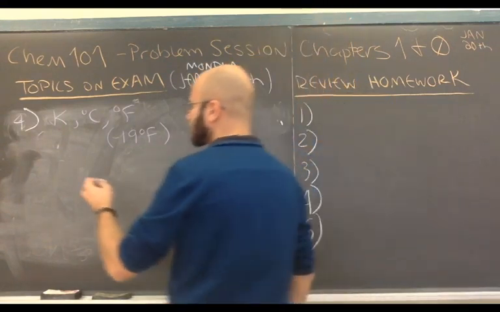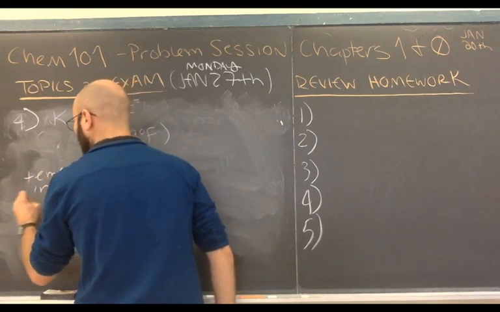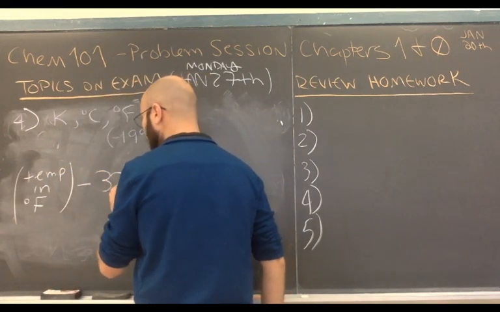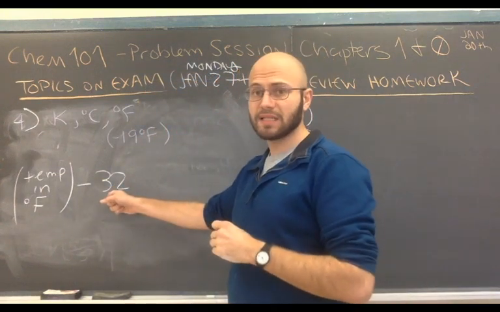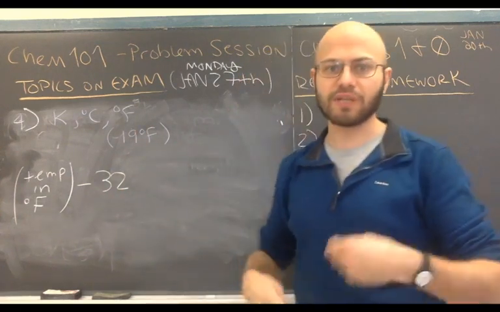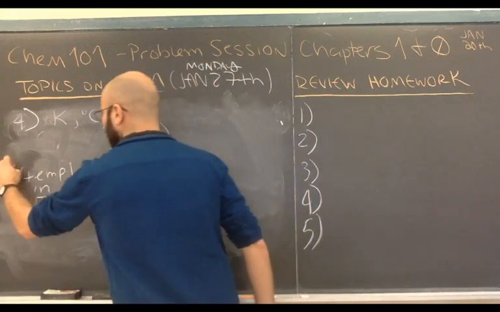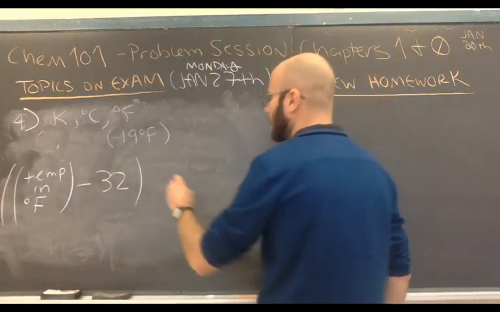Okay, so it looks like we take the temperature in degrees Fahrenheit, we subtract 32. We'll come to see why this is important, right? We know that water freezes at 32 degrees Fahrenheit, so now we're sort of converting to the Celsius scale. Then we put this in brackets, and then we multiply it by 5/9.